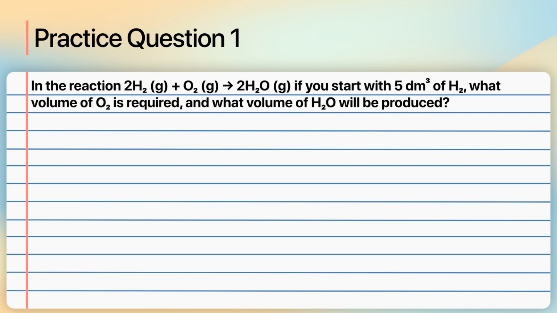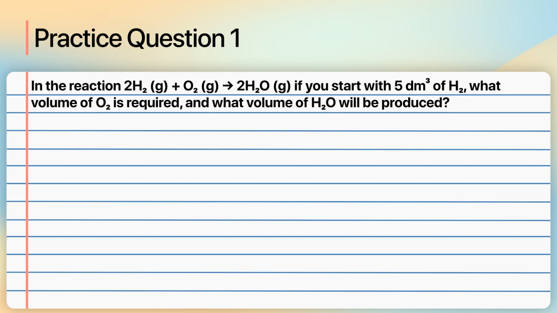Let's do some further practice to consolidate our new knowledge. Let's start with example 1, which is simple stoichiometry with gases. In the reaction 2H2 plus O2 produces 2H2O, if you start with 5 decimeters cubed of H2, what volume of O2 is required, and what volume of H2O will be produced?